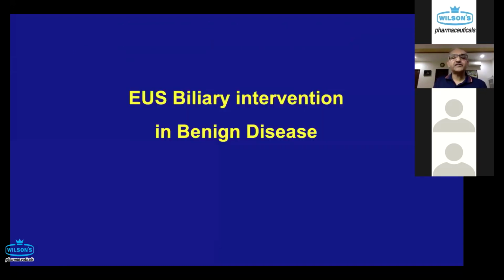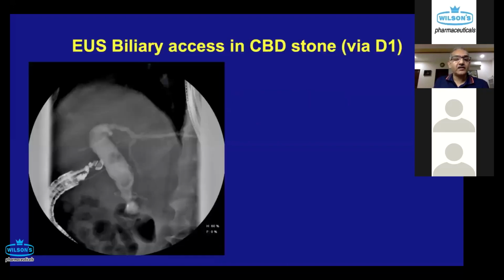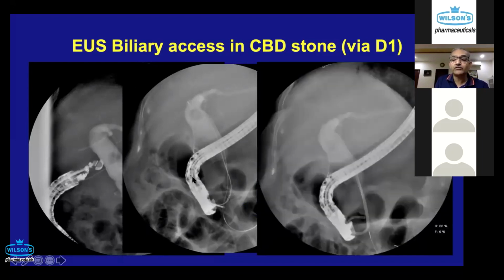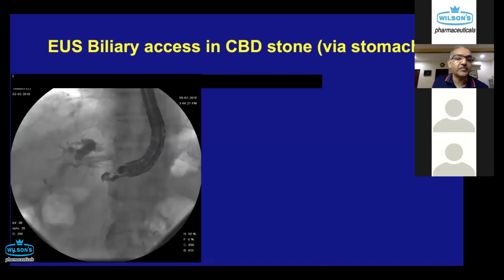What about EUS interventions in benign diseases? Here's a patient who had stones in the bile duct but failed ERCP for various reasons. And we then did an EUS, passed the guide wire from the papilla into the duodenum, entering from the duodenal side. So this is a roundabout procedure. And once we caught the wire, this was an intradiverticular papilla, and that's the reason. Then we placed a plastic stent in the first go, and a few weeks later we did a complete ERCP.